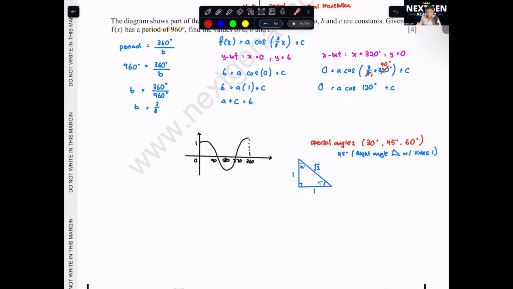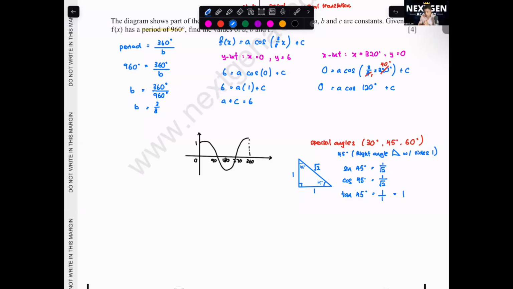Based on this triangle, you find out your sine, cos, and tangent using SOHCAHTOA. So sine 45, cos 45, tangent 45. Please write down the values here. Sine is 1 over root 2. Cos is also 1 over root 2. Tangent is 1 over 1, which is 1. I teach you all these 45 degrees, but this is just extra knowledge, not relevant to this question.